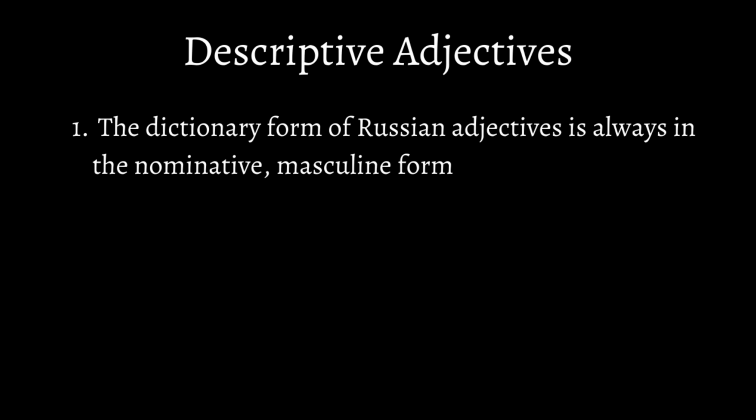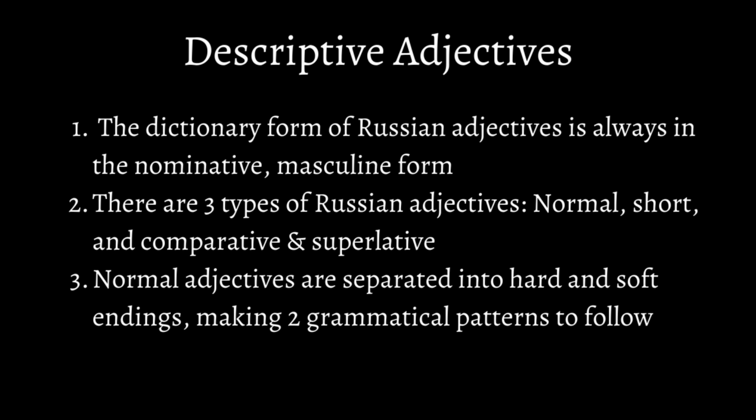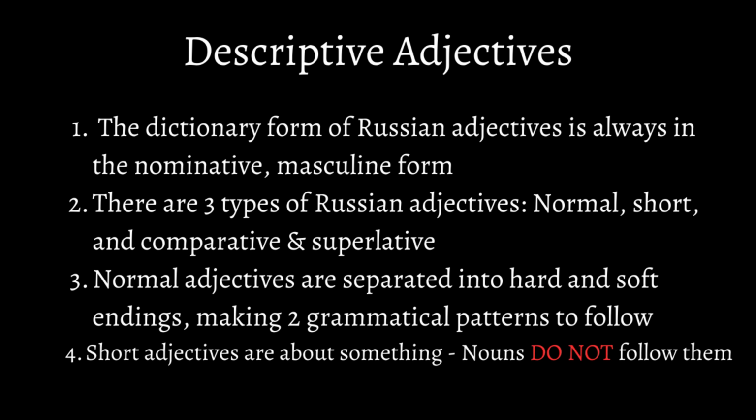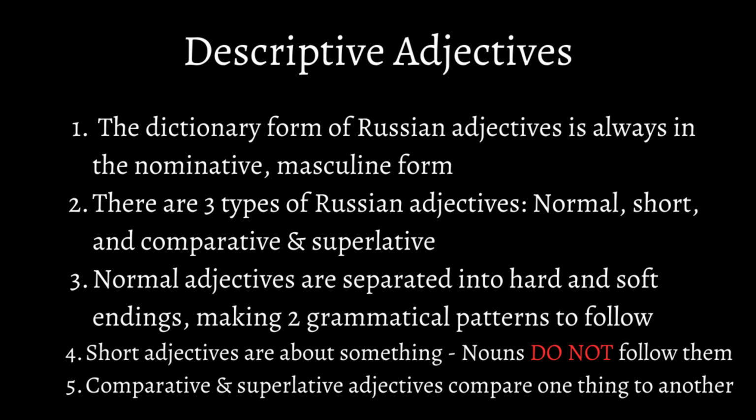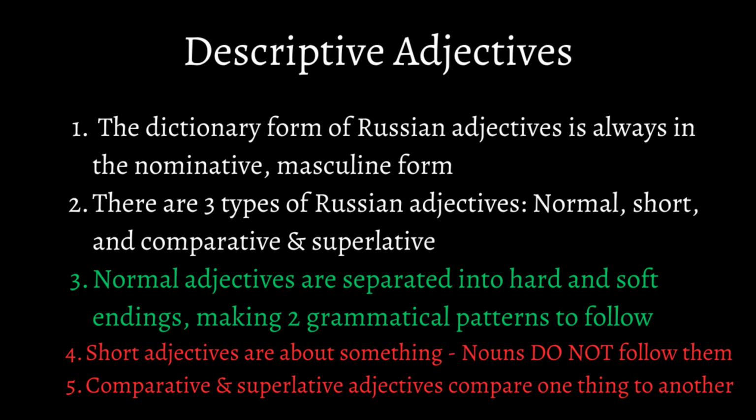First, you should know that the dictionary form of a Russian adjective is always in the nominative masculine form. Secondly, you should know that there are 3 types of Russian adjectives: normal, short, and comparative and superlative. Thirdly, you should know that normal adjectives are separated into hard and soft endings, meaning that you will see 2 grammatical patterns for each type of adjective. Short adjectives typically make a statement about something, and nouns do not follow them. Comparative and superlative adjectives compare one thing to something else, and I will explain these 2 concepts in the next videos. For this video, I'll only cover normal adjectives.